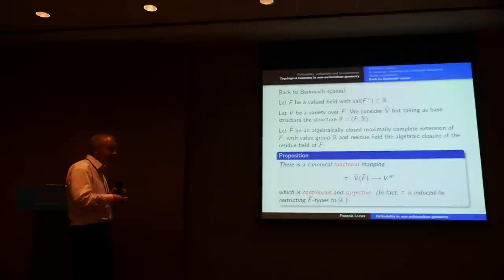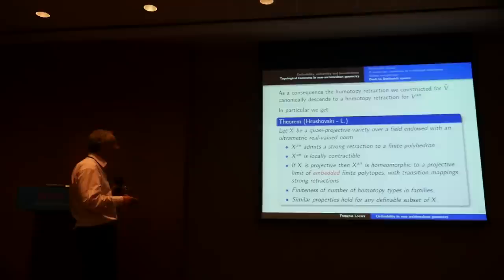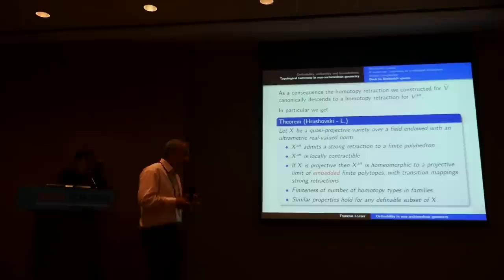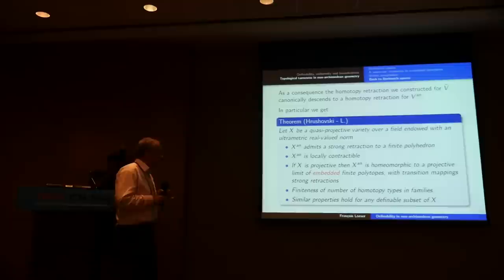And now our main result, which was already stated at the very beginning: if I take a quasi-projective variety, then I have all these properties. And for instance, this finiteness of the number of homotopy types in families really comes from model theory. I mean, we have to know that we live in a pro-definable world to be able to have uniform bounds with respect to parameters.